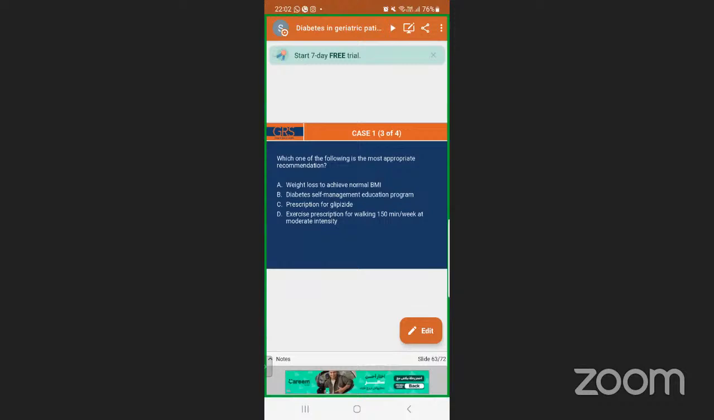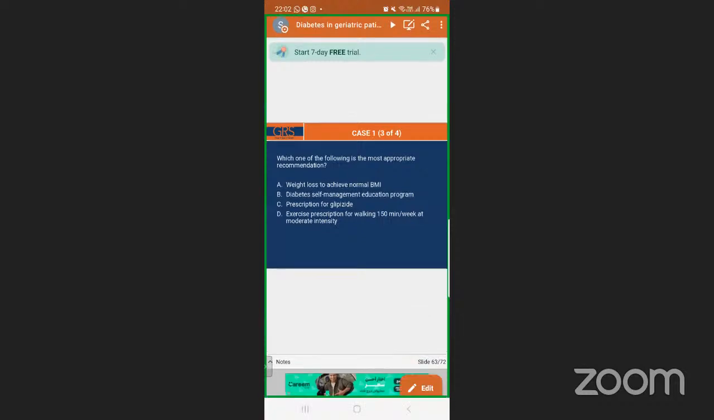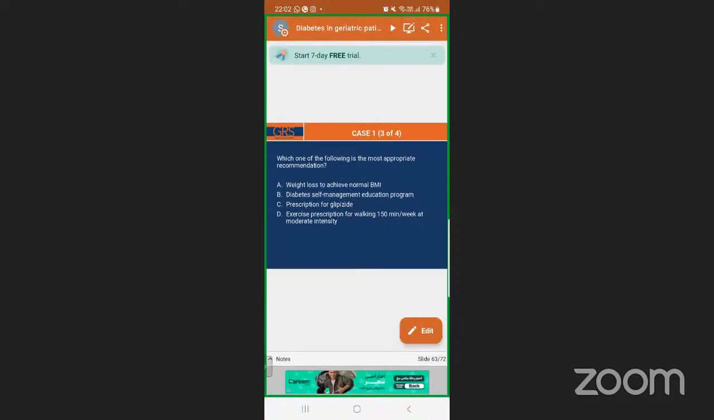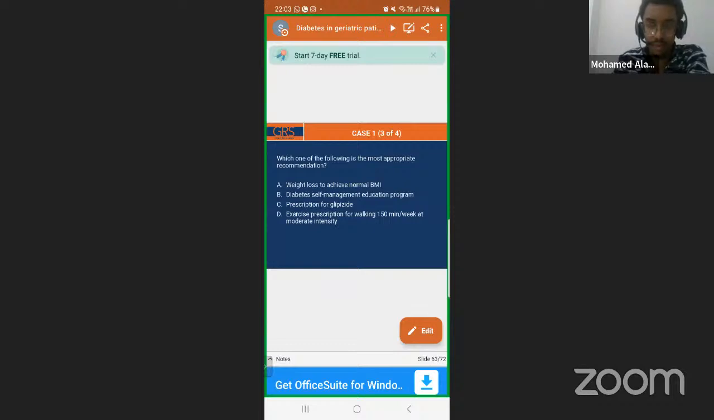Weight loss to achieve normal BMI, diabetes self-management education program, prescription for glipizide, or exercise prescription for walking 150 minutes per week at moderate intensity. What do you think? Feel free to type in your answers in the chat box or just use the hand raise.